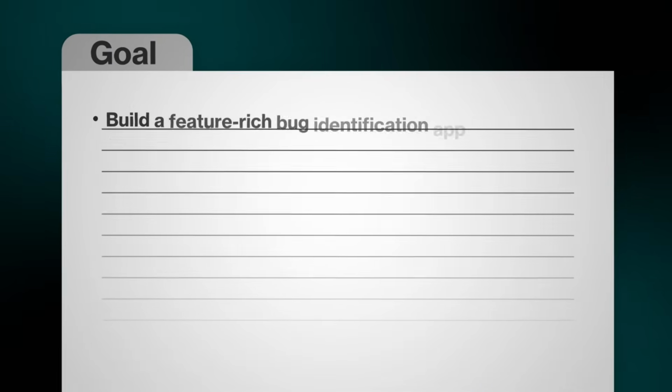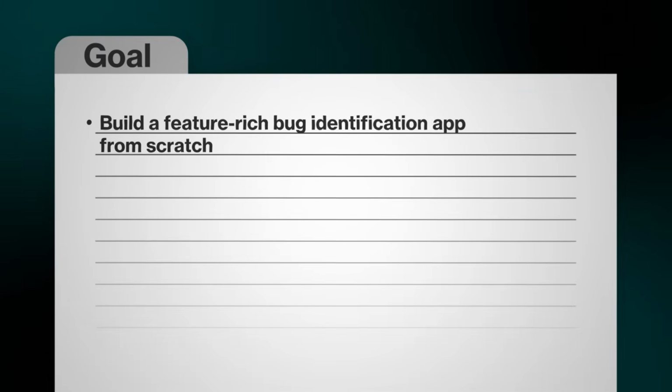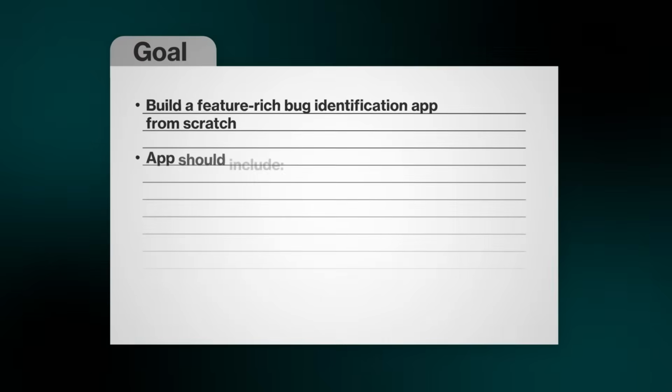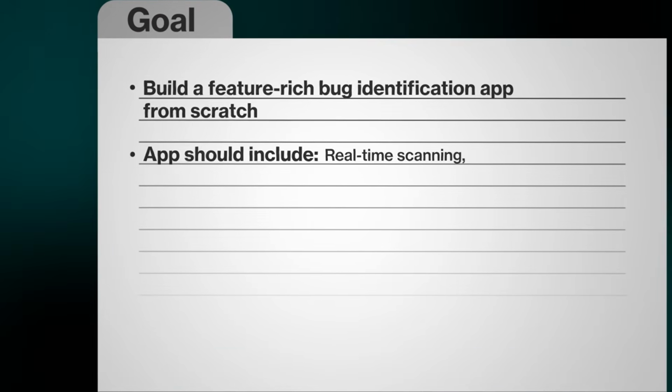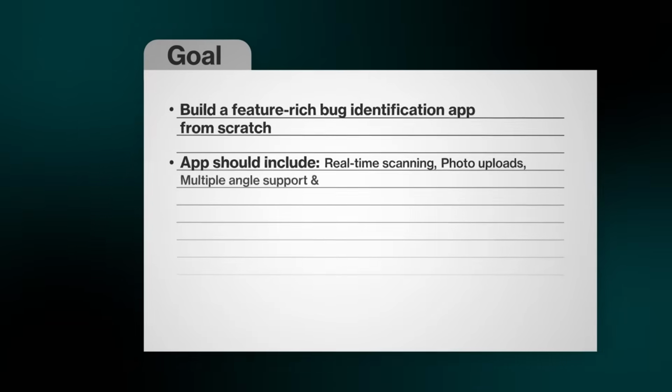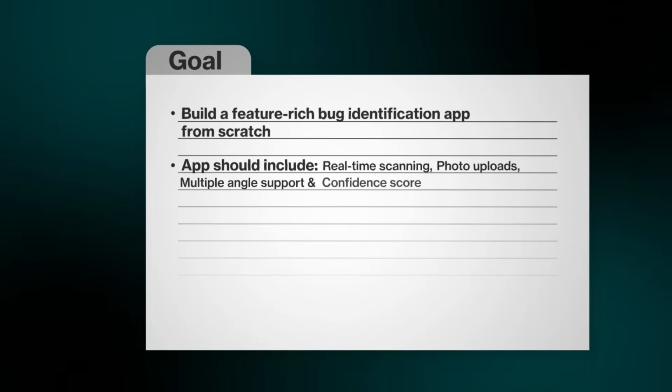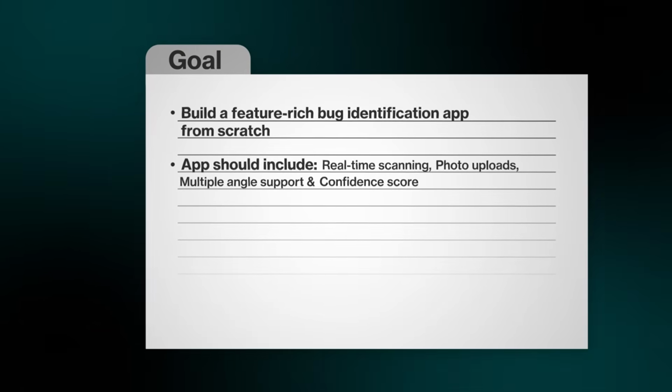The goal for this project was simple. Build a feature-rich bug identification app from scratch. Something inspired by Picture Insect, but custom built inside Replit. I wanted real-time scanning, photo uploads, multiple angle support, and a confidence score, all powered by AI. So let's kick things off with this prompt.